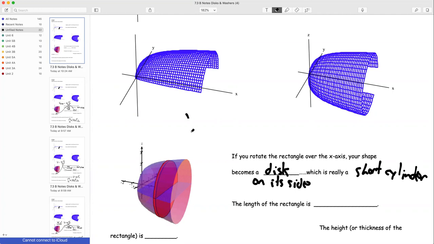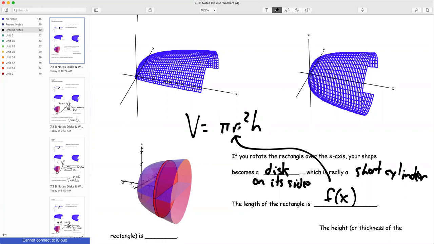Okay, so let's look at the formula for a volume. The formula for volume of a cylinder. It's going to be the base, which is a circle, pi r squared, multiplied times the height. Okay, and so the length of the rectangle is denoted by the y value, f of x, and f of x is the radius.